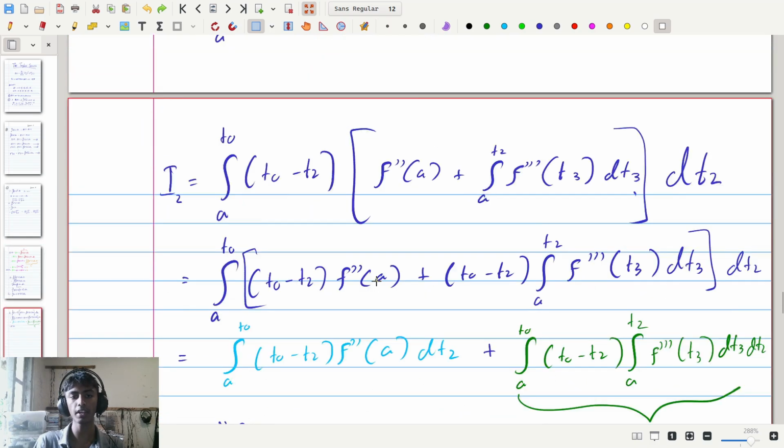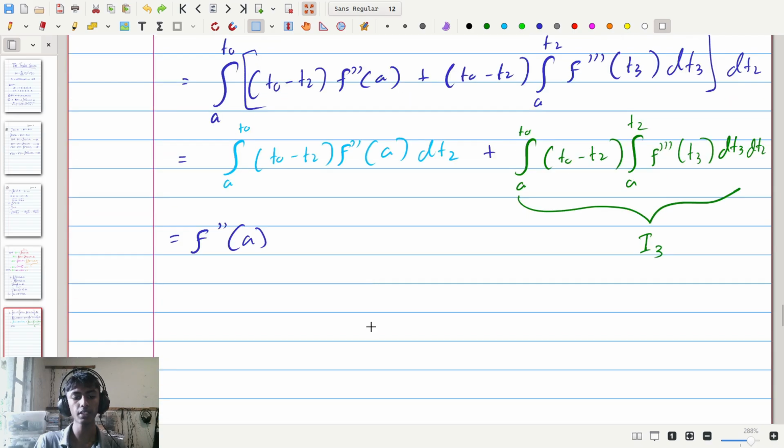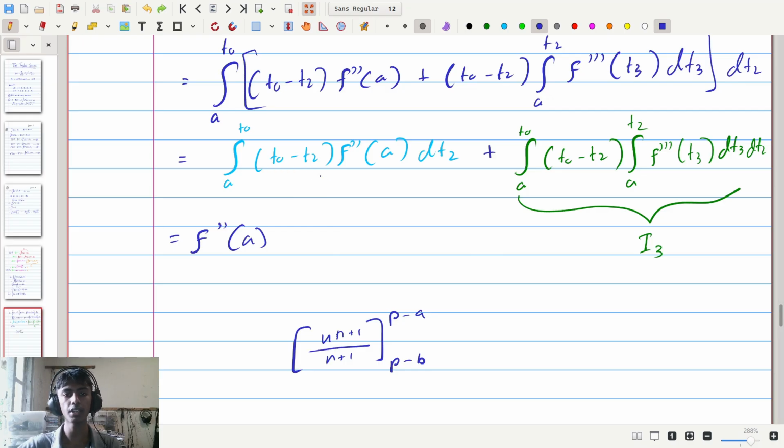In this context, taking this down here, what we have is u being this part over here, t0 minus t2. Since we have t0 minus t2 to the power of 1, n is going to be 1, which means we have u squared divided by 2 evaluated at p minus a and p minus b. So we have u squared divided by 2 evaluated from p minus a, which in this case is going to be exactly t0 minus a.